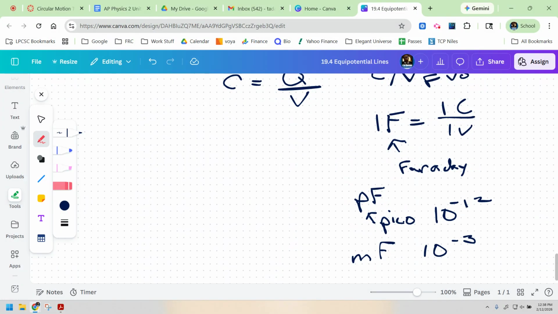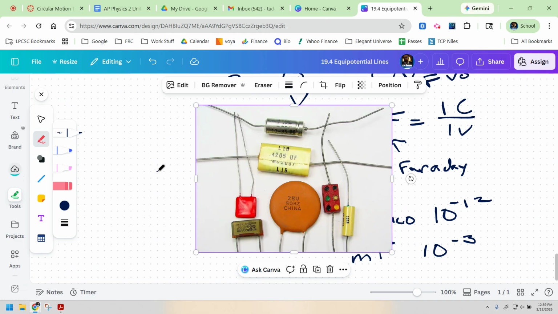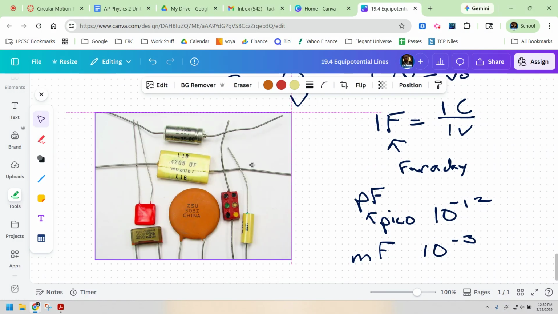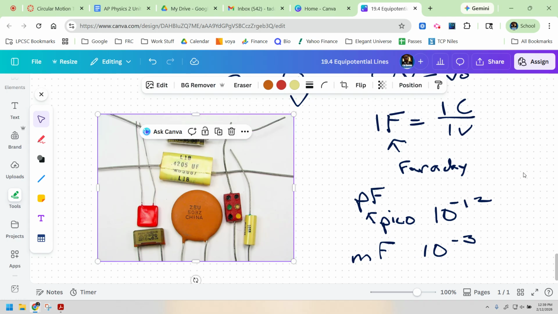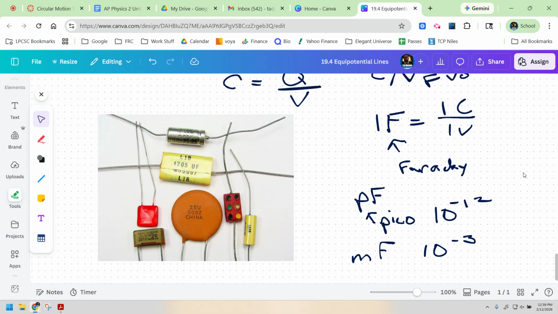Well, let me show you what modern day capacitors are like. So we kind of take those things and we put them in something like this. So here are some images of some different modern day capacitors. And so capacitors are nice because when you have real electronics, it pulls voltage.